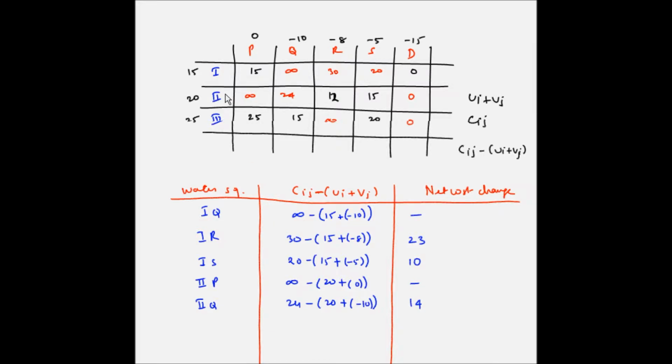The next water square is 2d. Cij is 0, ui is 20 and vj is minus 15. So 20 minus 15 is 5, and with the minus sign outside the bracket, so minus 5. Now the next water square is 3r.